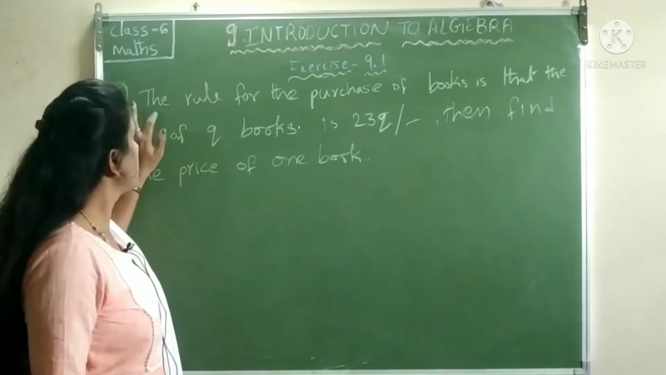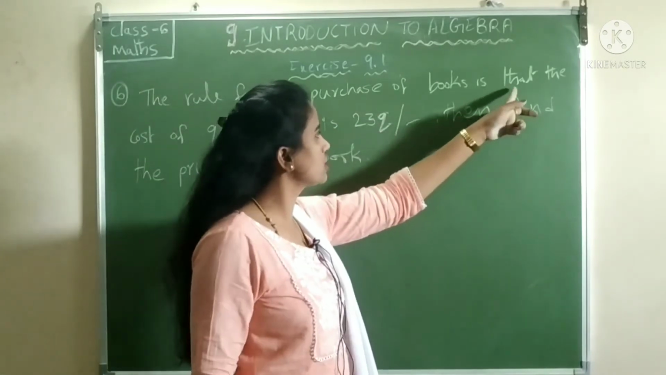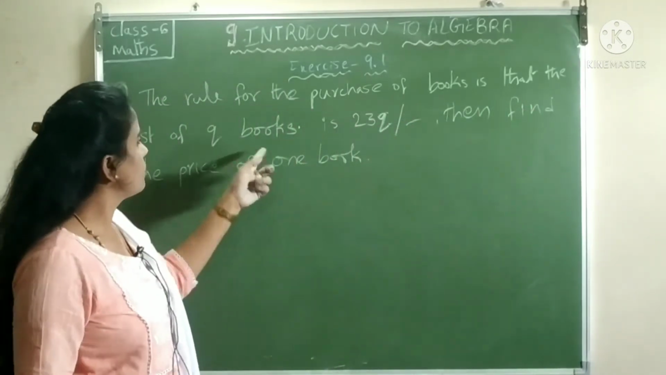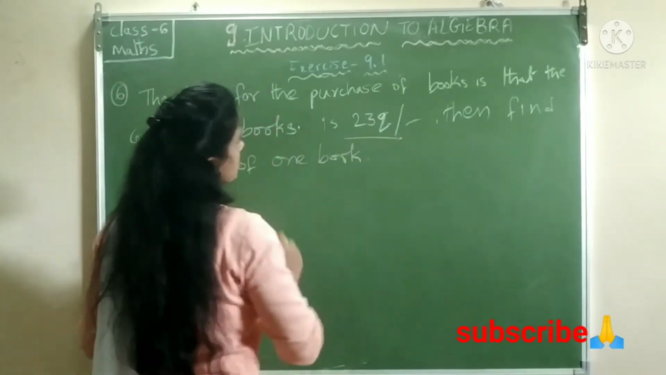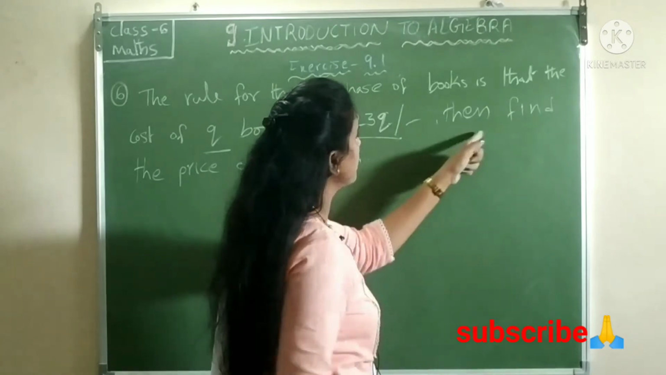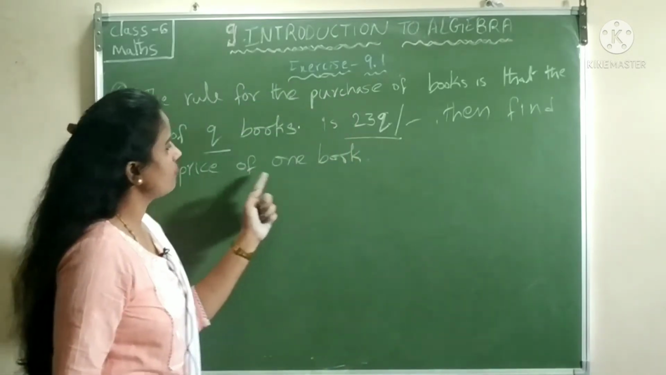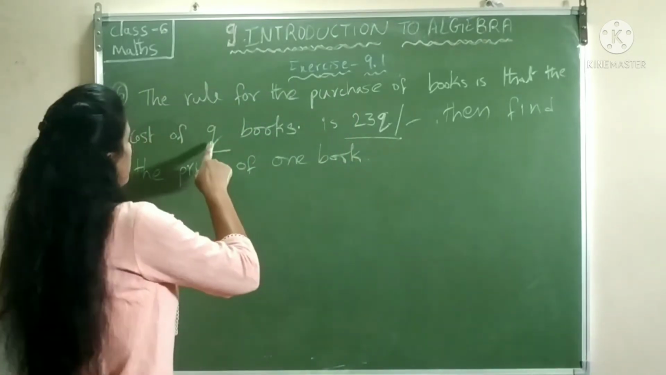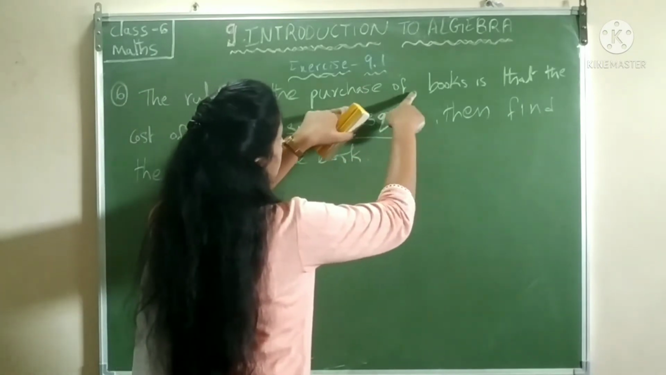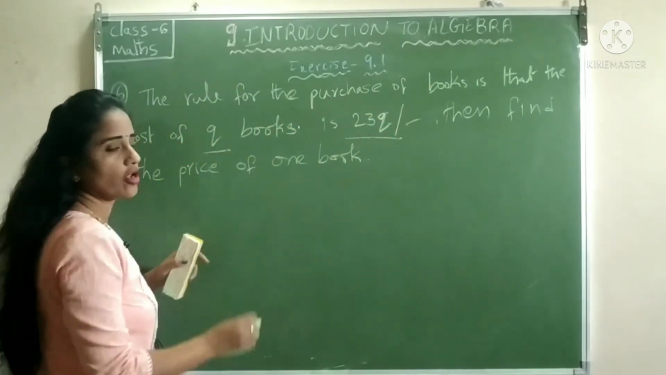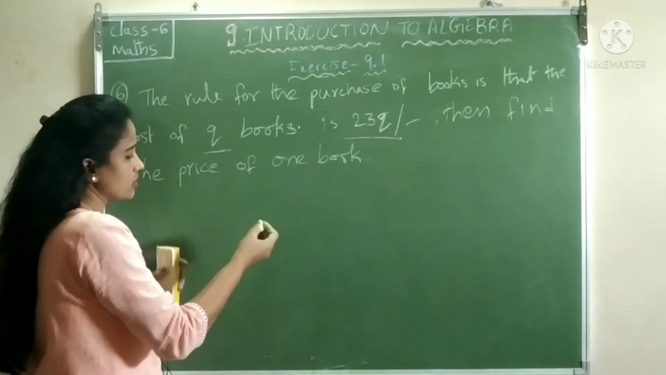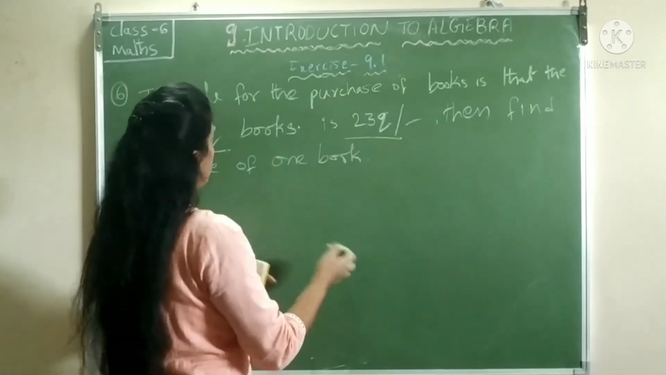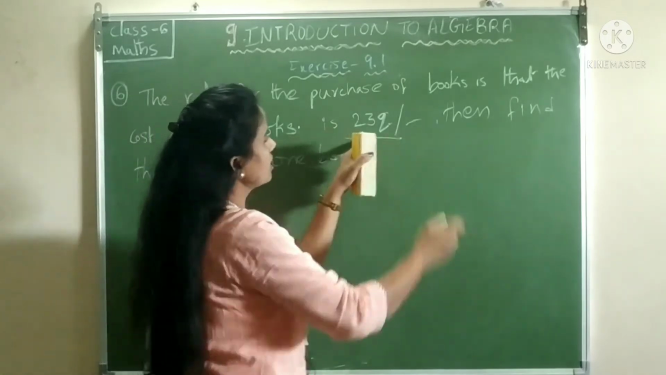Sixth question. The rule for the purchase of books is that the cost of Q books is 23 Q rupees. Then find the price of one book. See, purchase books is equal to Q books. How many books he purchased we don't know. Q books means suppose 1, 2, 3, 10 books are there. So we don't know. It is 23 Q.